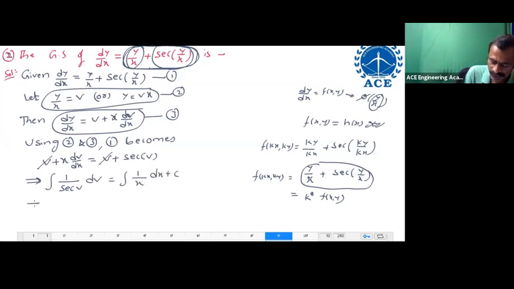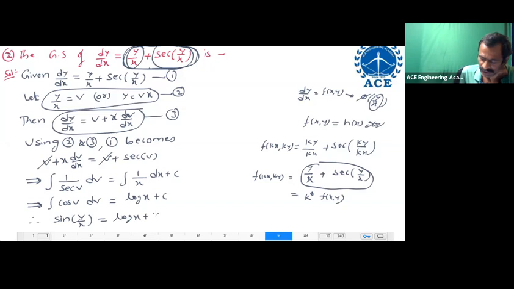Or the other way, we write 1 by secant as cos v: integral of cos v dv equal to log x plus c. Integral of cos is sine. Therefore, sine of v, but v is y by x. So sine of y by x equal to log x plus c is the general solution of equation 1.